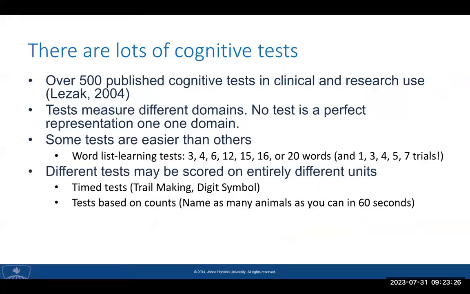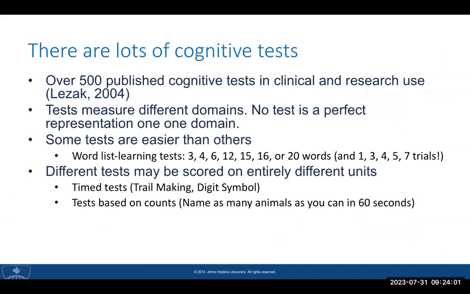So there are lots of cognitive tests out there because there are lots of different domains and ways to organize human cognitive abilities. I've counted at least over 500, specifically about 523 published cognitive tests in clinical and research use. There's always more being proposed and more being published. It's kind of a growth industry. These tests measure different domains. And as I mentioned earlier, no test is a perfect representation of one domain. Some tests are easier than others.